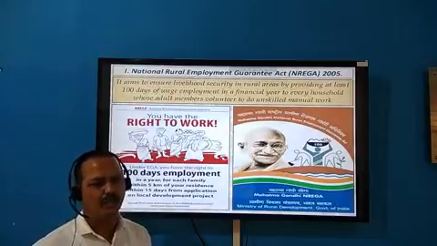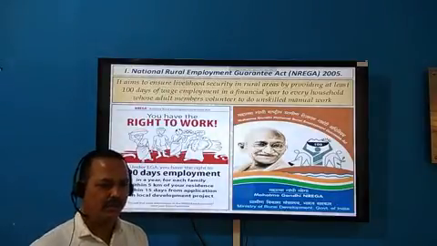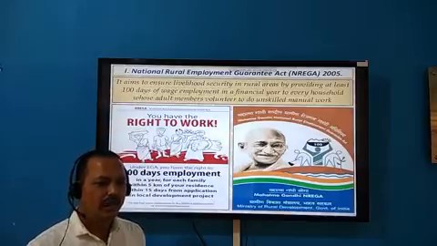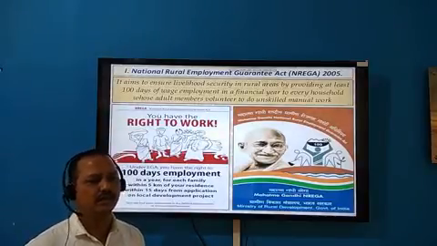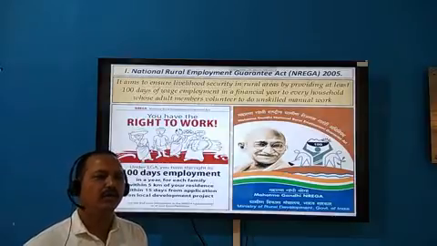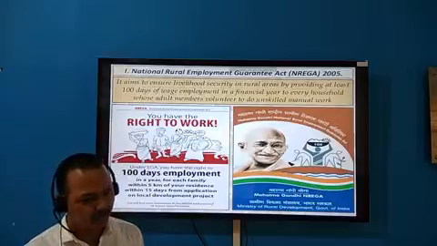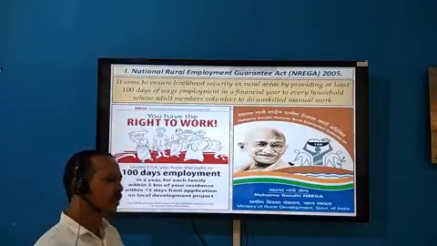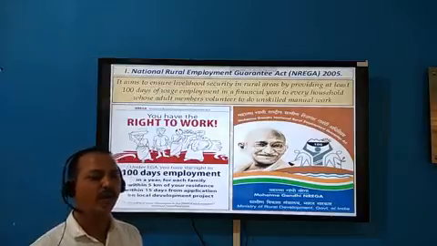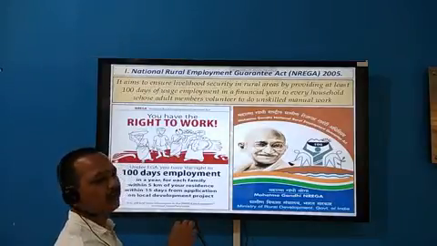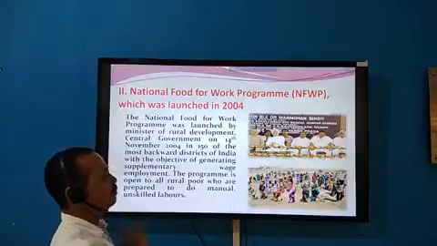Under this scheme, government gives a guarantee that they will provide minimum 100 days working opportunities to the adult members who are willing to work and able to work. If they are unable to provide 100 days working opportunities, then they will get unemployment allowance. So this is one of the very important anti-poverty schemes.